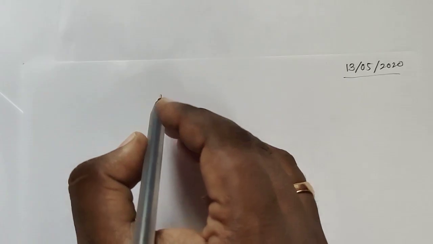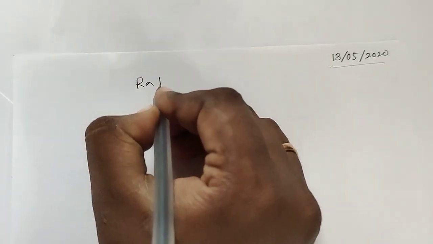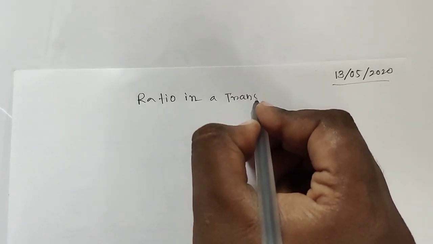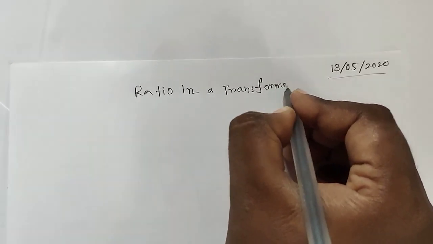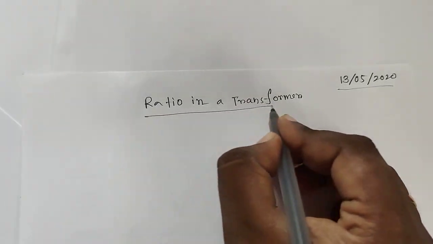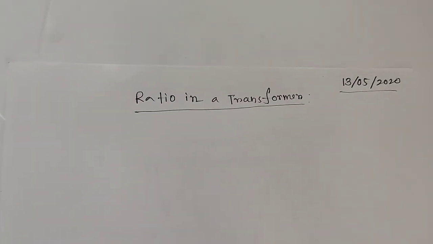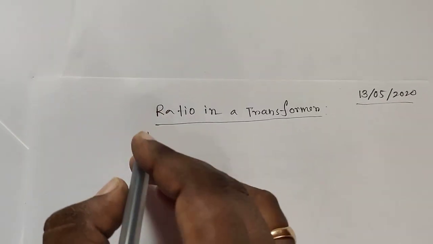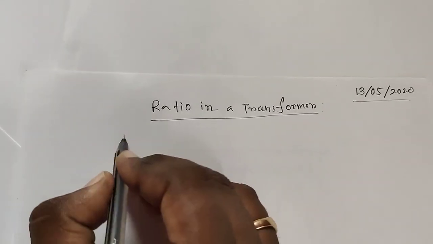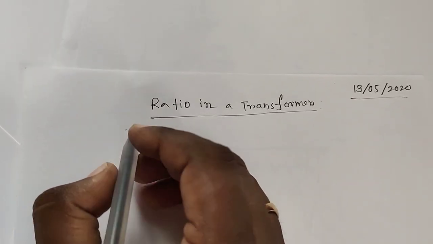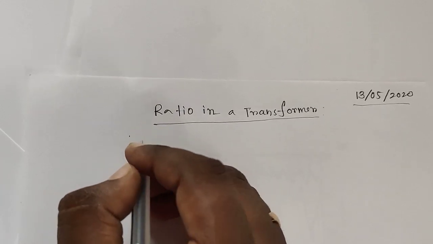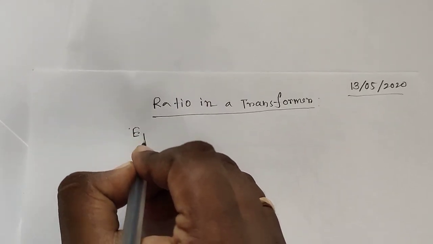Today I will discuss the ratio in a transformer. Before this lecture, we have already discussed the EMF equation of a transformer. We have the EMF equation for the primary side and the secondary side. That is the EMF equation on the primary side.